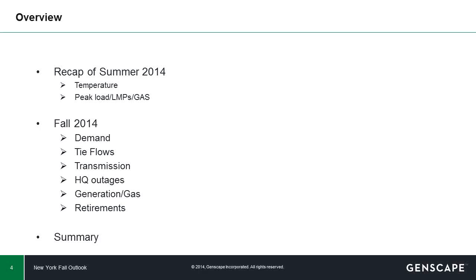Then when we get into the fall outlook, we're going to go over the demand, talk about some historical tie flows, what you expect, go over some transmission outages we're watching, specifically an HQ outage, talk generation, some more gas retirements, and then we'll give you a brief summary.